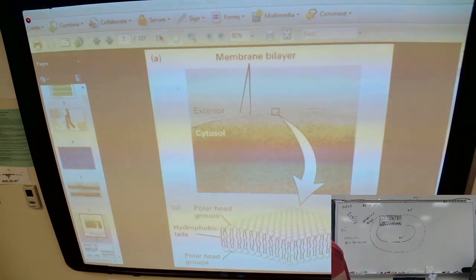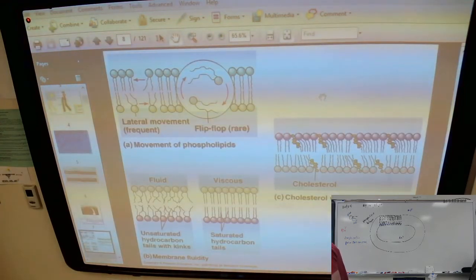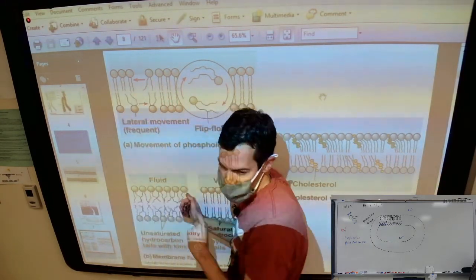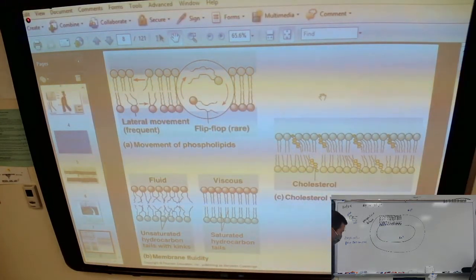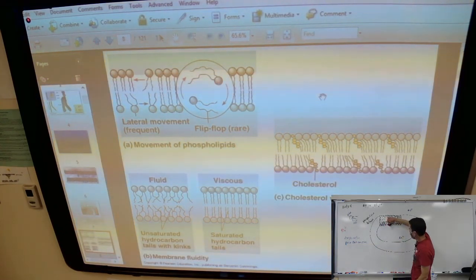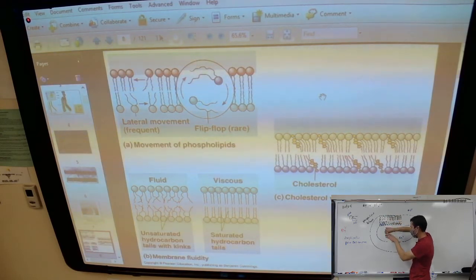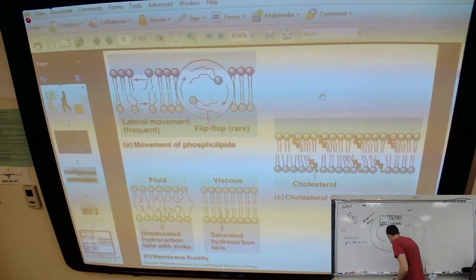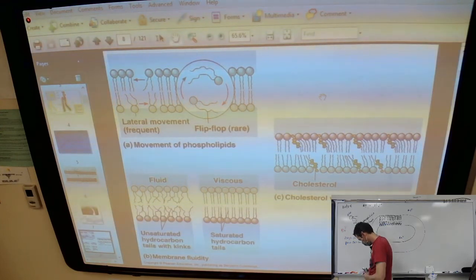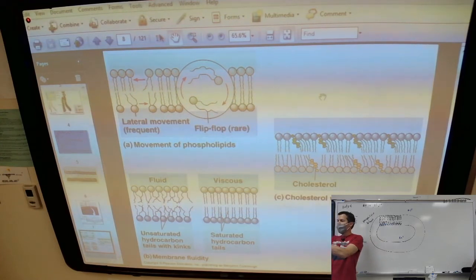The last picture we'll see is this one. Phospholipids move left to right all the time. So they're just shuffling like this. Let's say this is my bottom layer of phospholipids. All the phosphate heads are pointing down, the pin caps. And this is my top layer. They're just shuffling around like this.